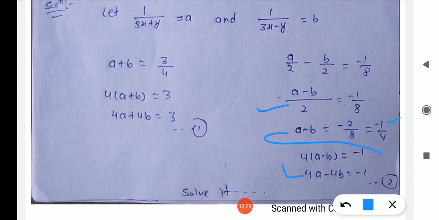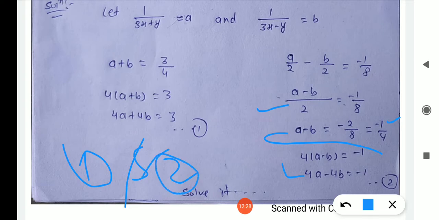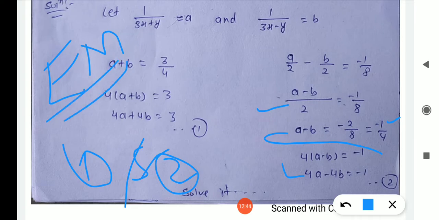Now by equations 1 and 2 we use the elimination method to solve. Then again this becomes a pair of linear equations in two variables in x and y form. Then again we apply the elimination method. Okay. Then we find the values of x and y. So first we find the values of a and b, then put them here. Then we find two equations in the form of x and y. Again we use the elimination method to solve it.